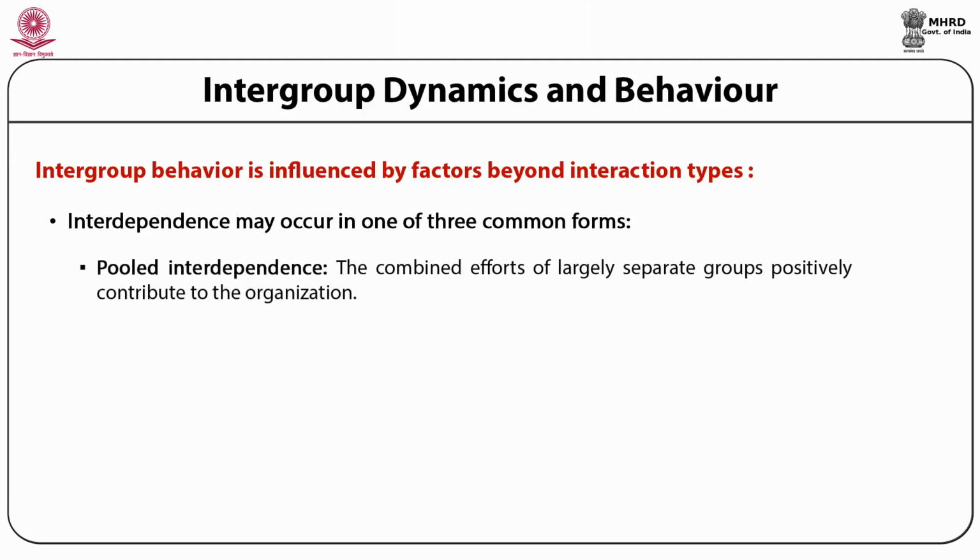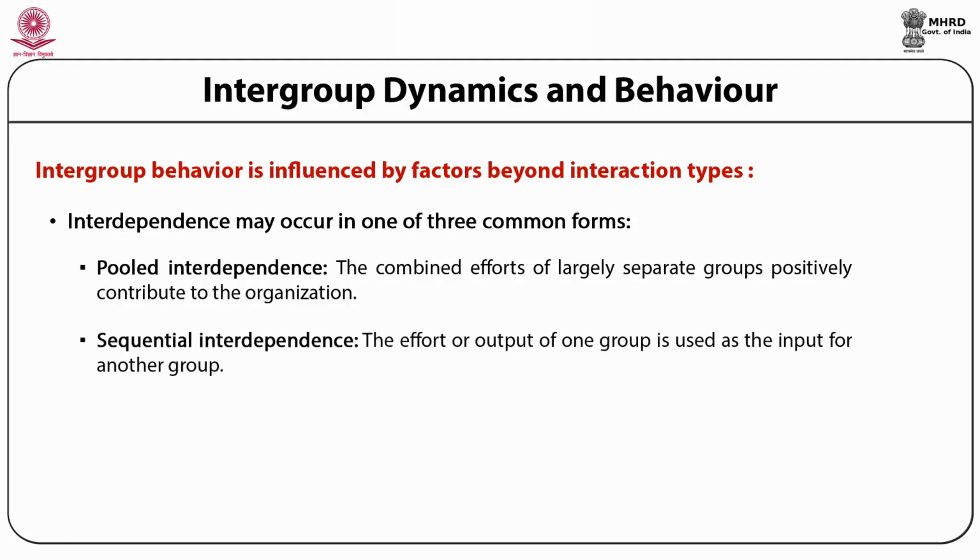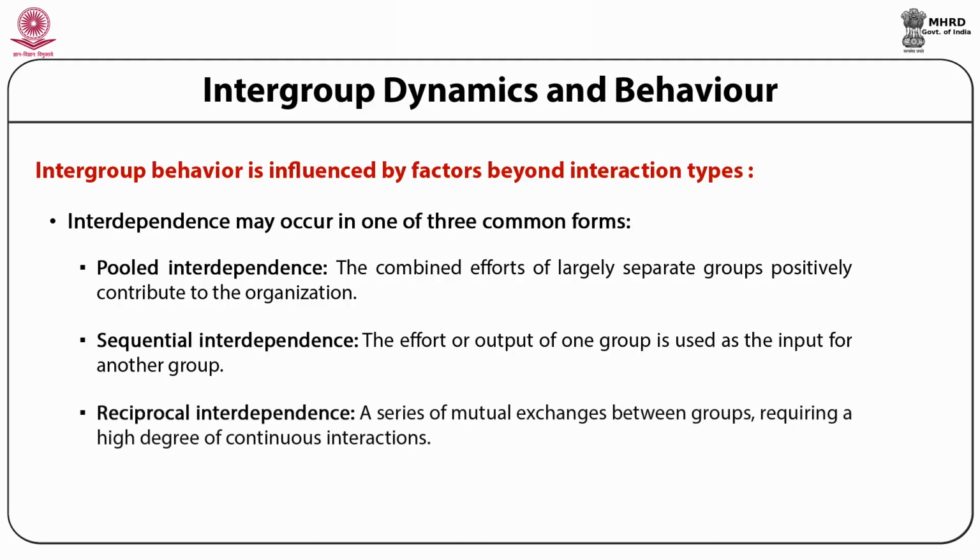Pooled interdependence is where the combined efforts of largely separate groups positively contribute to the group. In sequential interdependence, the effort or output of one group is used as the input for another group. In reciprocal interdependence, a series of mutual exchanges between groups requiring a high degree of continuous interaction takes place.